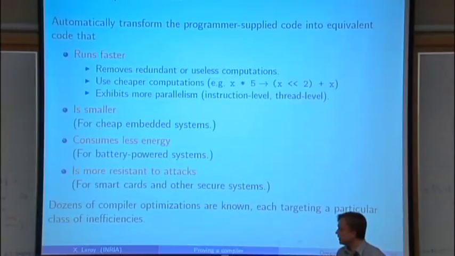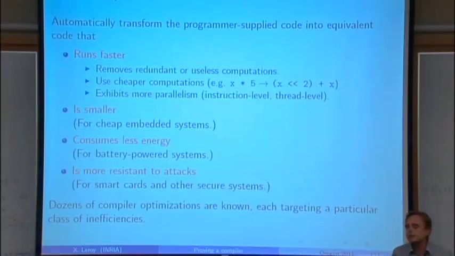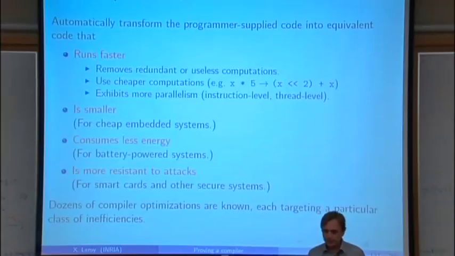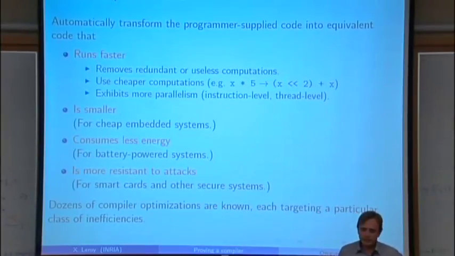And optimization is a misnomer. It's very rare that the code you get out of a compiler is optimal in the sense that you can't do any better. It's just better. There are dozens of compiler optimizations that are known. You can find them in compiler textbooks, each targeting a particular class of inefficiencies. And good compilers like GCC run maybe 100 optimization passes, just trying to make your code better.